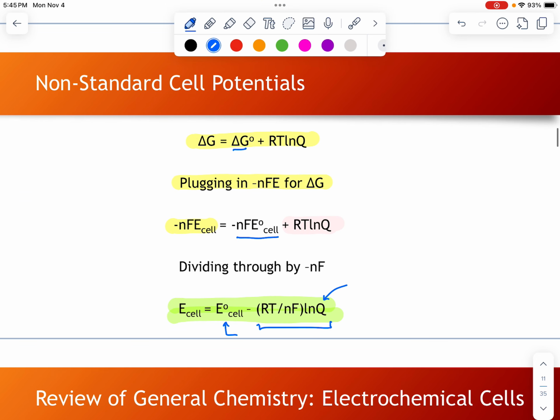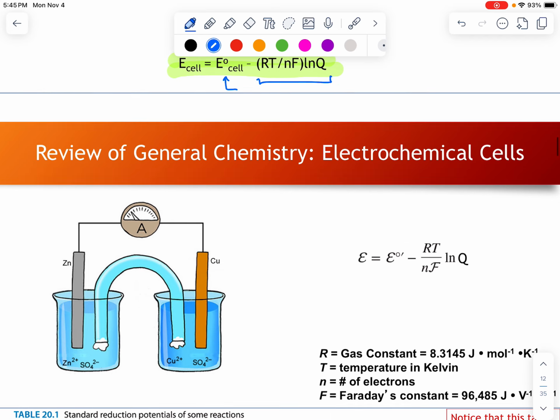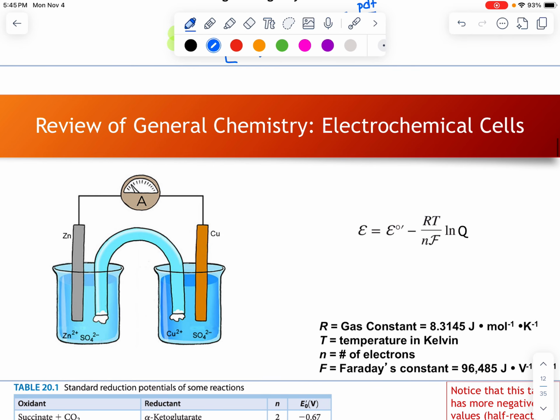Ooh, an important point here. Q, remember, is that ratio of products over reactants. Maybe a little confusing because we're also using ubiquinone up there. This Q was that ratio of the products over reactants. Okay, here is a list of all your constants that go with that.